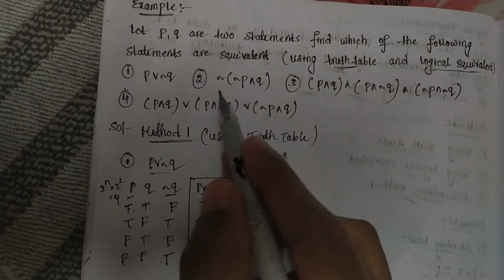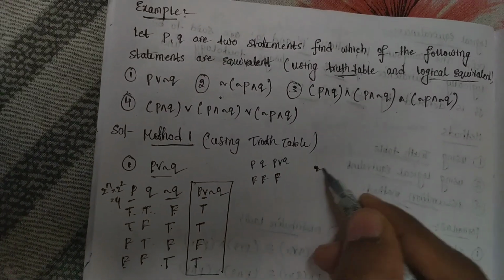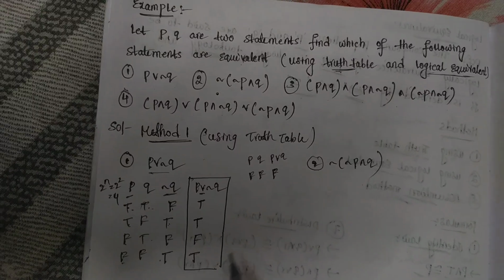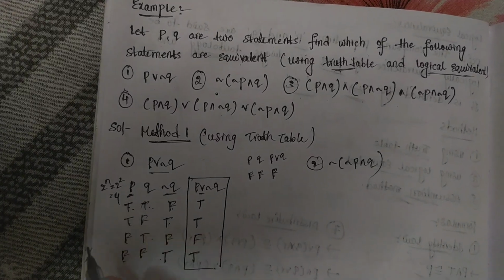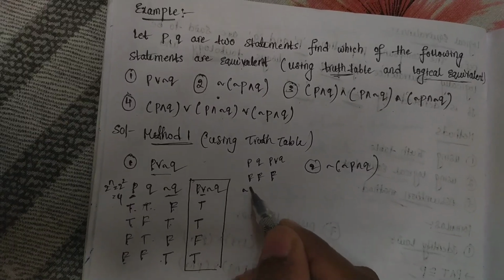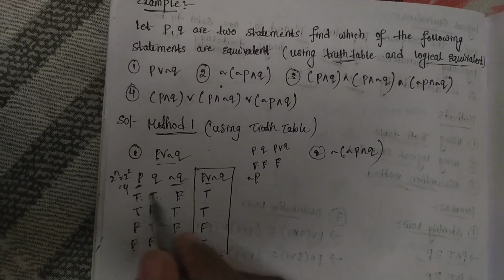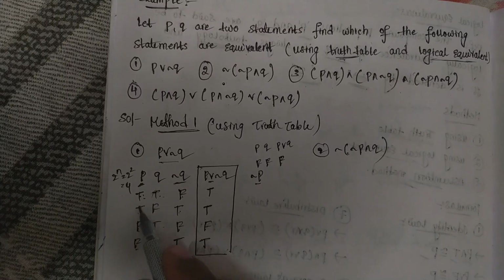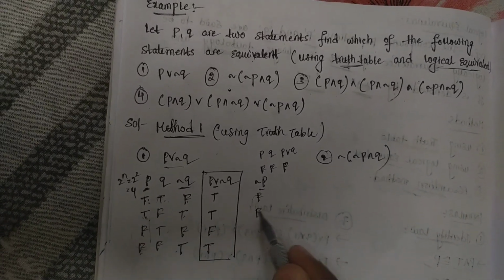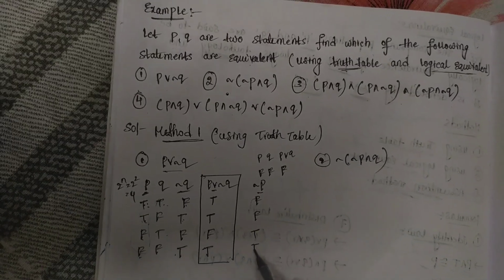Now the second one: negation of negation P and Q. So here P value is there, we have to find the negation P value. Negation P values are the opposite values of P. So here true, we write false; false means true, we have to write.